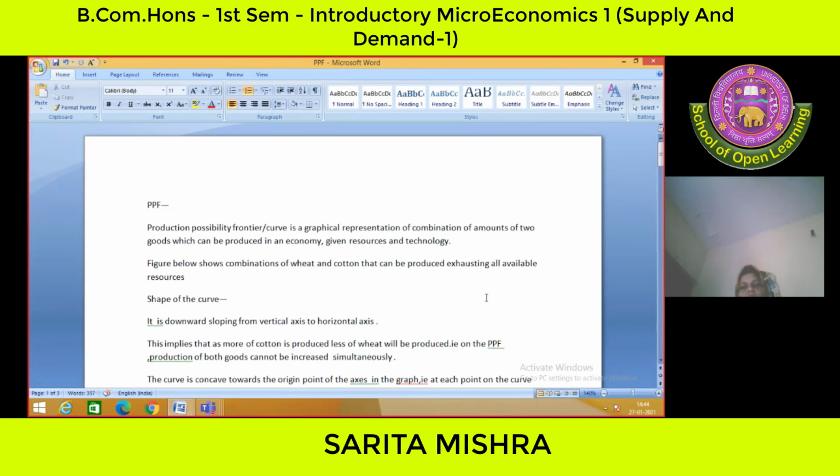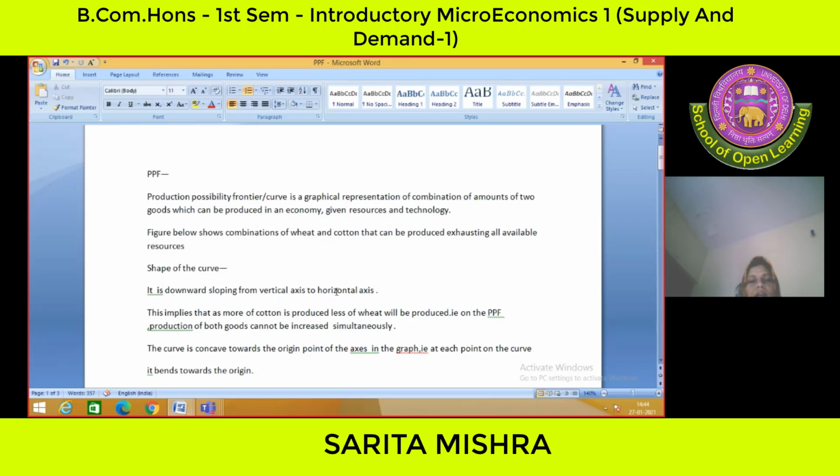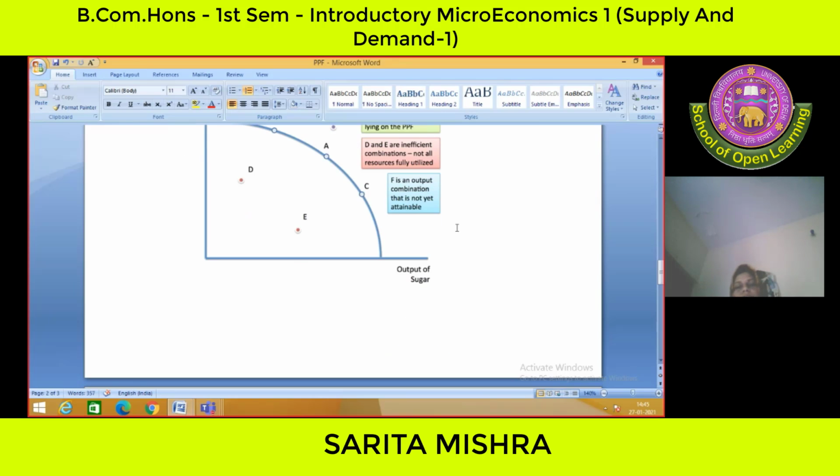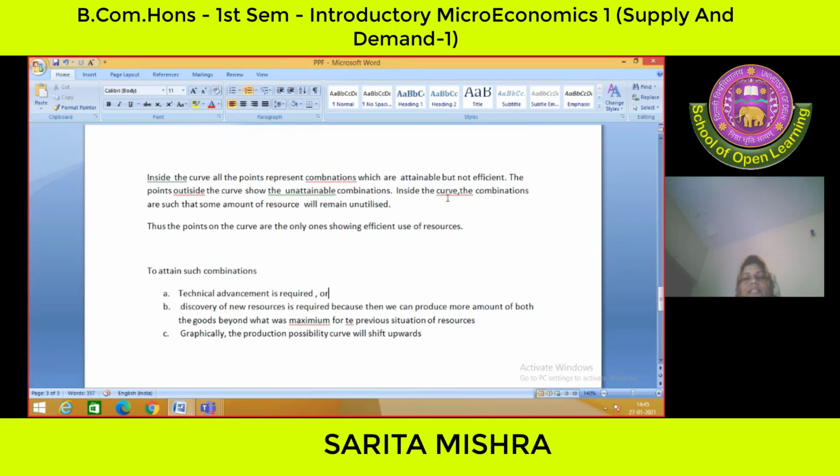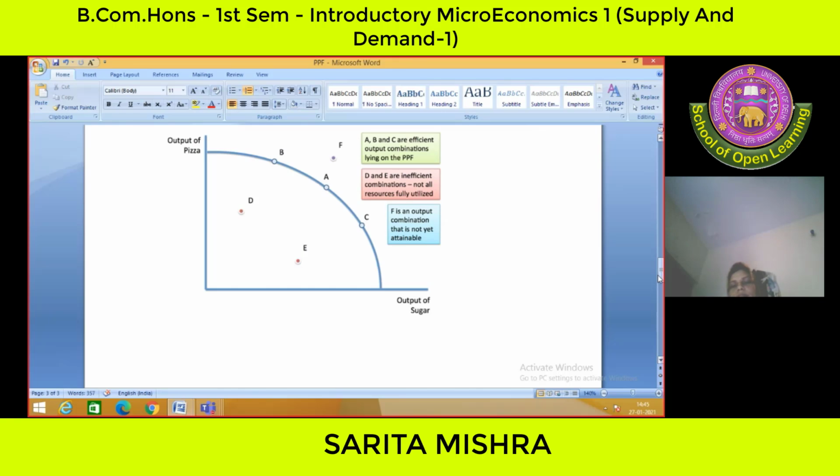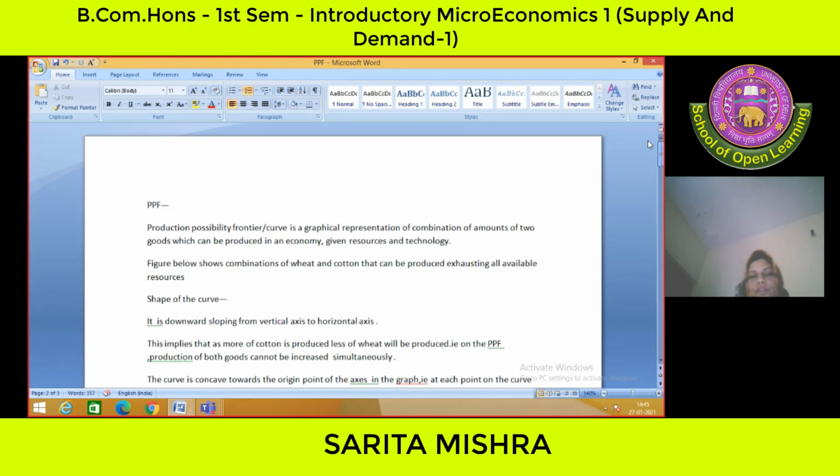So now, to summarize, you'll remember that the shape of the production possibility frontier is downward sloping from vertical axis to horizontal axis, then concave towards the origin, and the assumption in drawing the production possibility frontier is that resources and technology are constant at the given point of time. You will find more use of this particular concept in international trade when we are discussing gains from trade, which for the time being is not our concern.